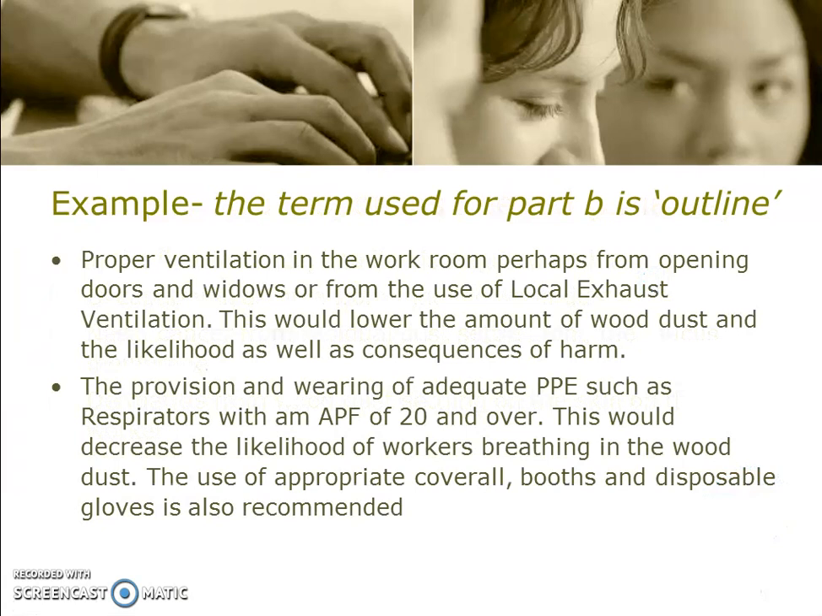Example, the term used for part B is outline. Proper ventilation in the workroom, perhaps from opening doors and windows or from the use of local exhaust ventilation. This would lower the amount of wood dust and the likelihood as well as consequences of harm. The provision and wearing of adequate PPE such as respirators with an assigned protection factor of 20 and over. This would decrease the likelihood of workers breathing in the wood dust. The use of appropriate coveralls, boots, and disposable gloves is also recommended.